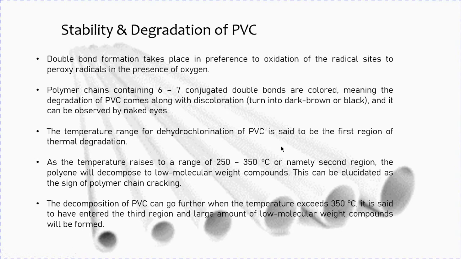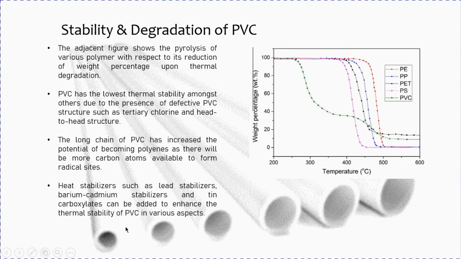As the temperature rises to a range of 250 to 350 degrees Celsius, the polyene will decompose to lower molecular weight compounds. This can be described as a sign of polymer chain cracking. The decomposition of PVC can go further when the temperature exceeds 350 degrees Celsius. It is said to have entered the third region, and a large amount of low molecular weight compounds will be formed. The figure shows the pyrolysis of various polymers with respect to their weight percentage reduction upon thermal degradation.